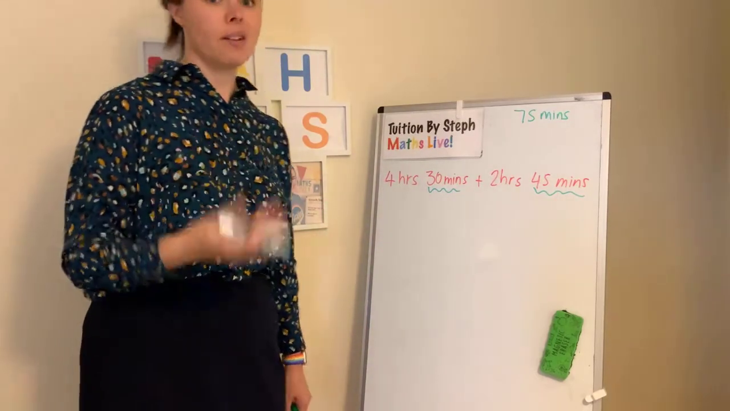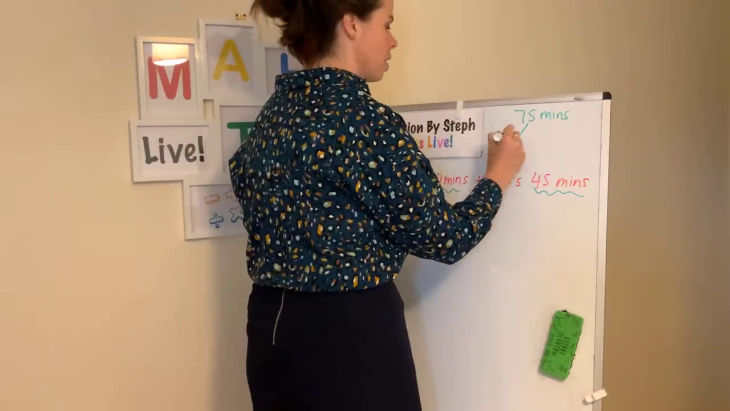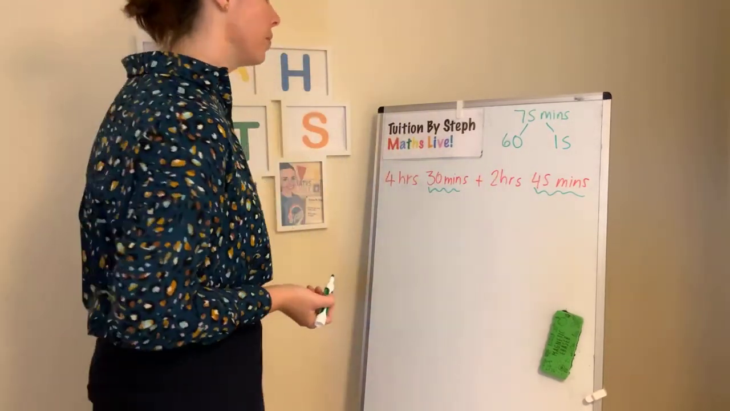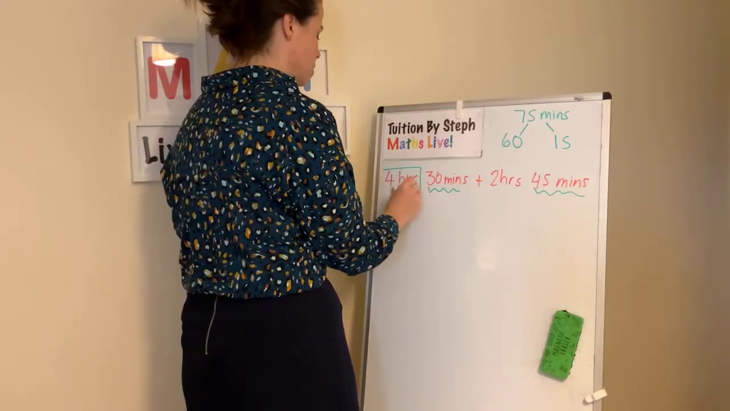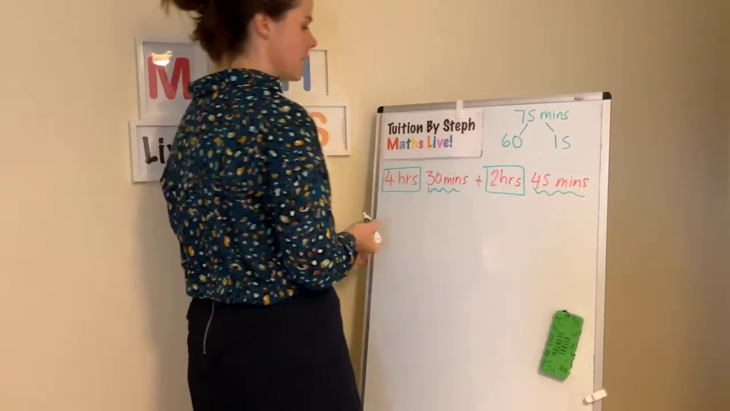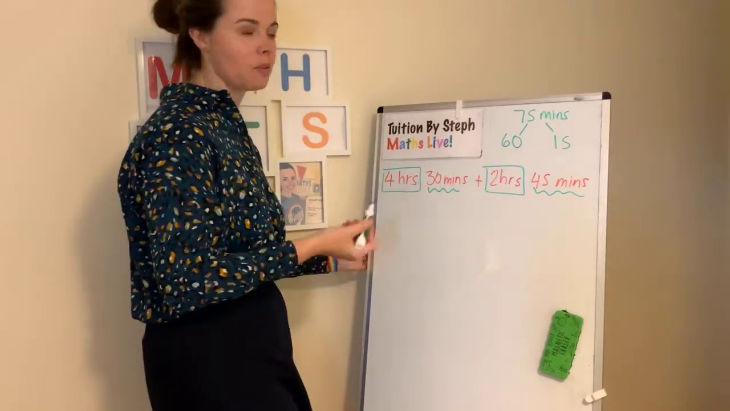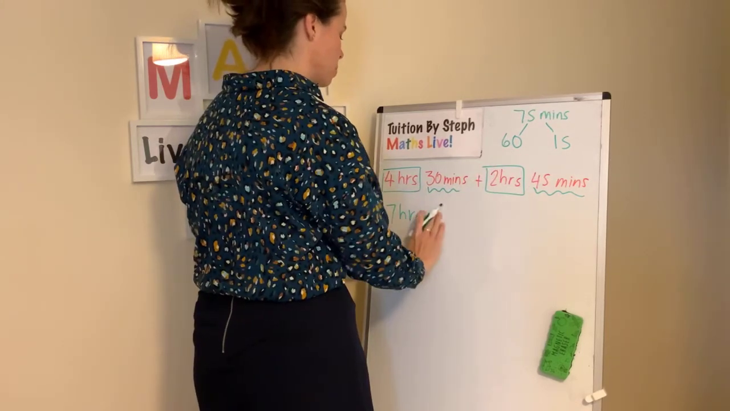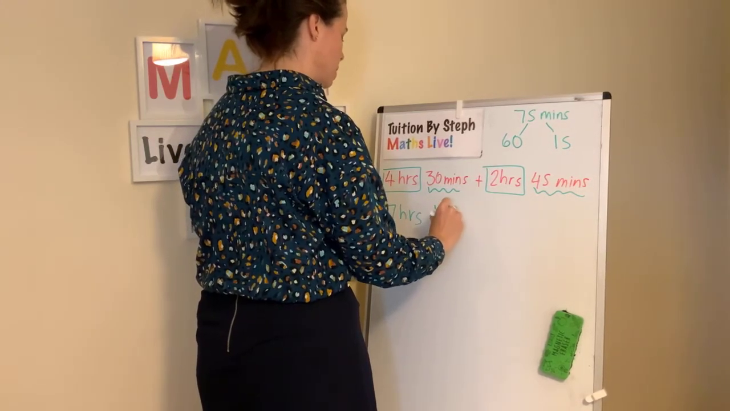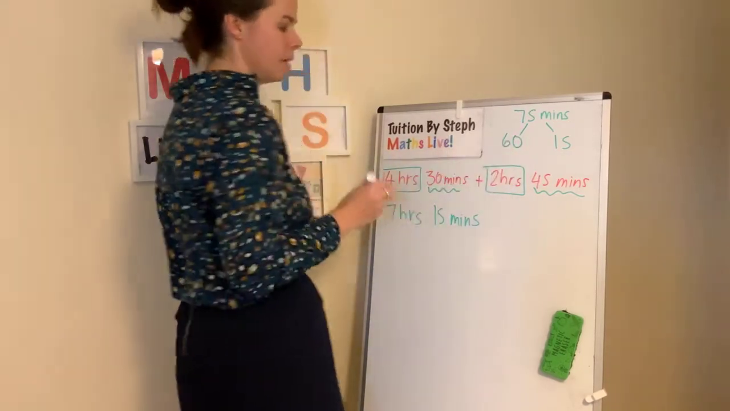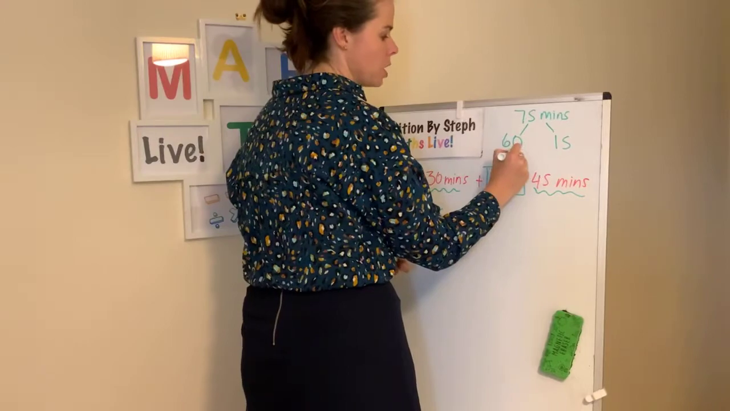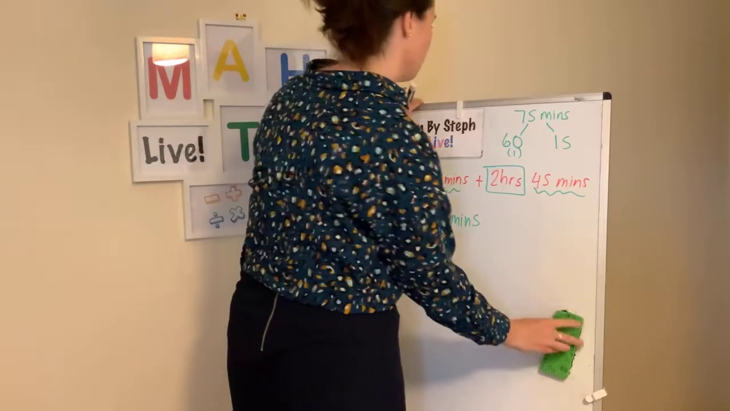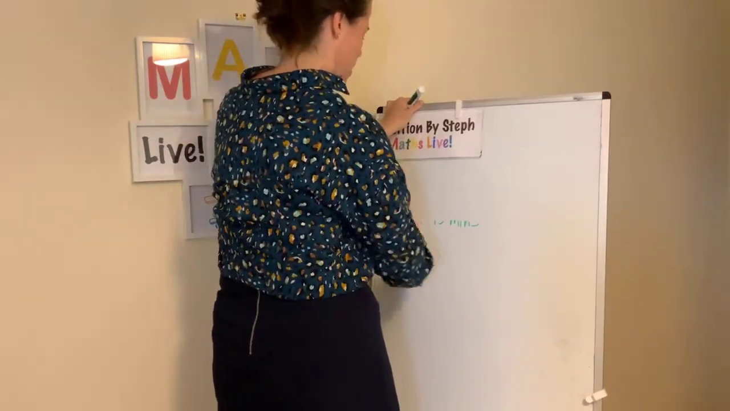How many minutes are in an hour? 60. So if we've got 75, that means there's 15 left over, okay? So then we add the hours. So 4 hours plus 2 hours is 6, but remember to add the one that we've got extra. So that's 7 hours and 15 minutes. And don't forget that one. You could, if you wanted to, put it as a one underneath to help you remember that it's 1 hour rather than 60 hours, if that got confusing.